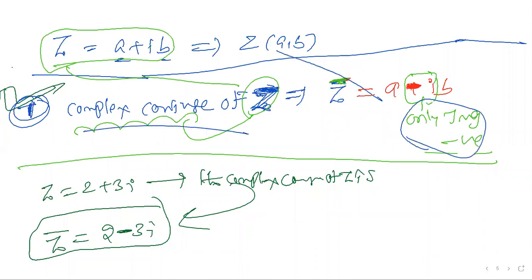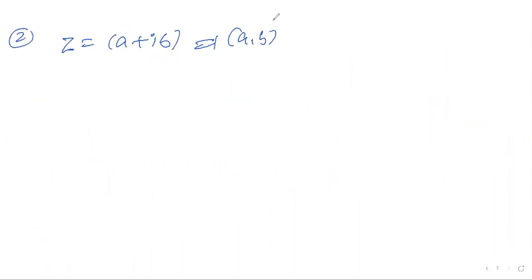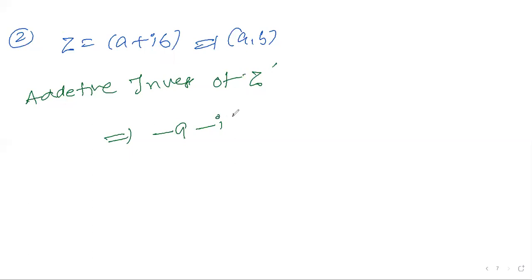First formula is finished. Second one: if Z is equal to A plus iB, or we can call it A comma B, the second formula is the additive inverse. The additive inverse of Z is minus A minus iB. Here we can change both values. Or we can simply say minus A comma minus B.